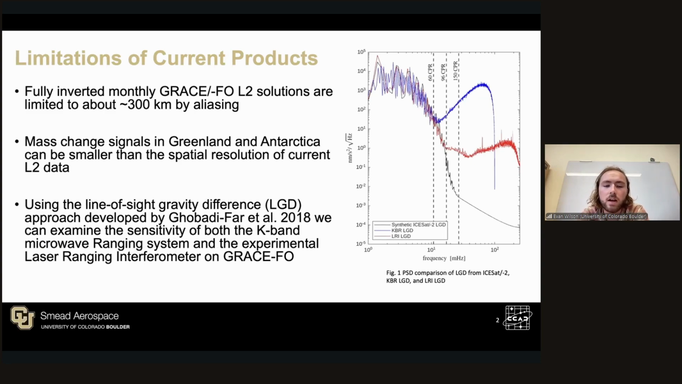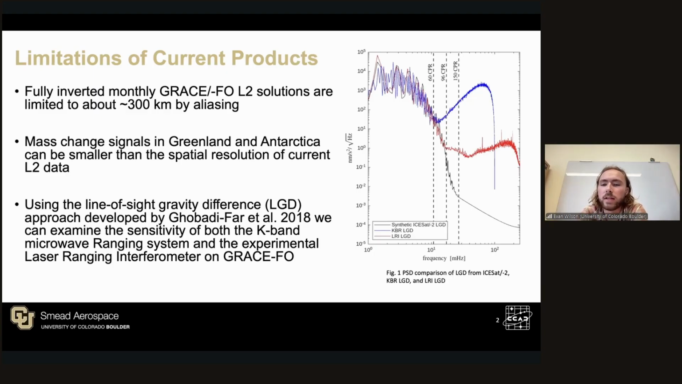In 2018 to examine the sensitivity of both the K-band microwave ranging system and the experimental laser ranging interferometer on GRACE Follow-On, because a long orbit analysis allows us to examine the spatial resolution of each sensor without the impact of temporal aliasing. This PSD on the right shows the KBR in blue diverges past 60 CPR, while the red, the LRI, continues to decrease, which is the shape we'd expect to see for real gravity signals.